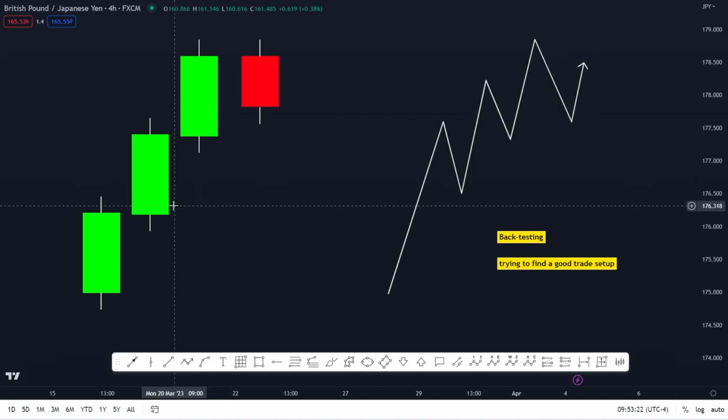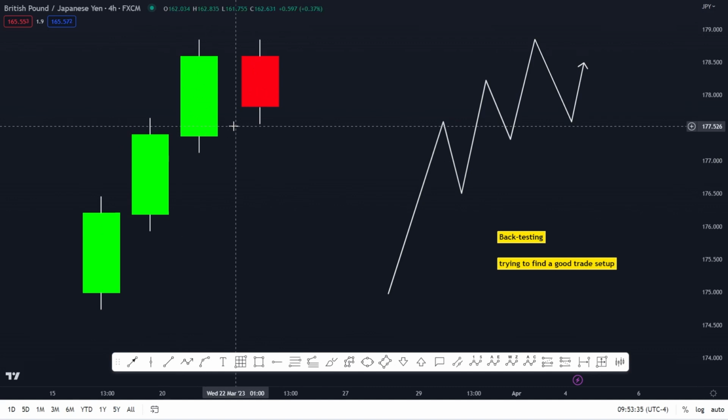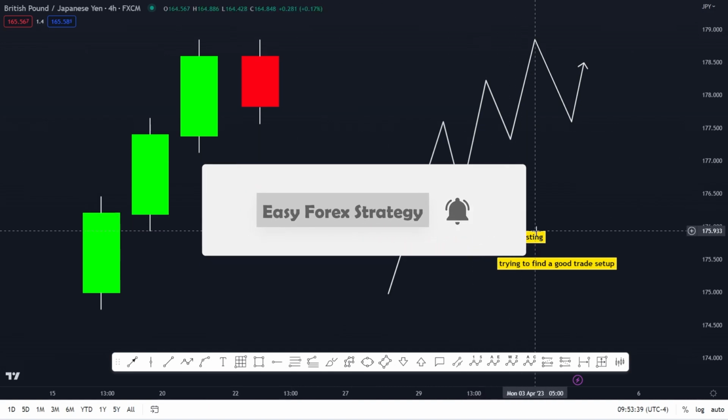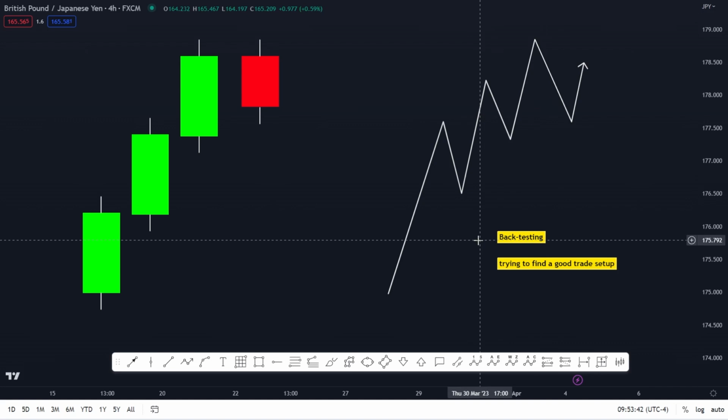So the first thing that you're going to do from this example here: there is no break of market structure here at all. There is no break of market structure from this example. And lastly, before we move on, I want to point out that this will be helpful when you are going to backtest or when you are trying to find a good trade setup on a daily basis.